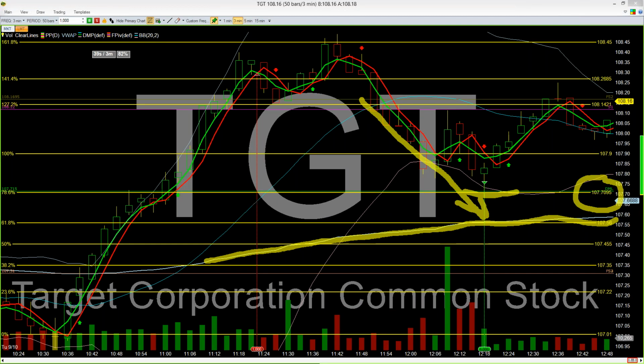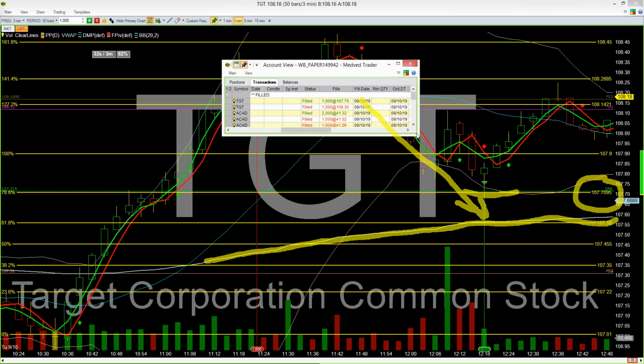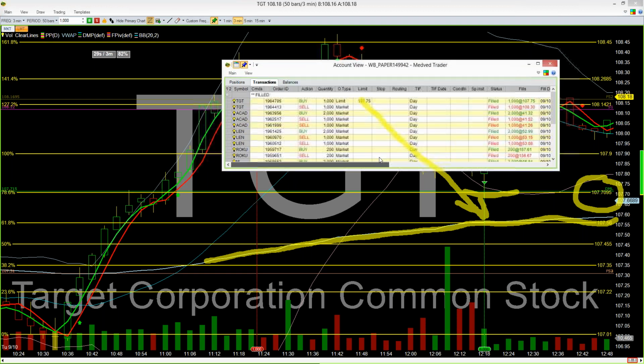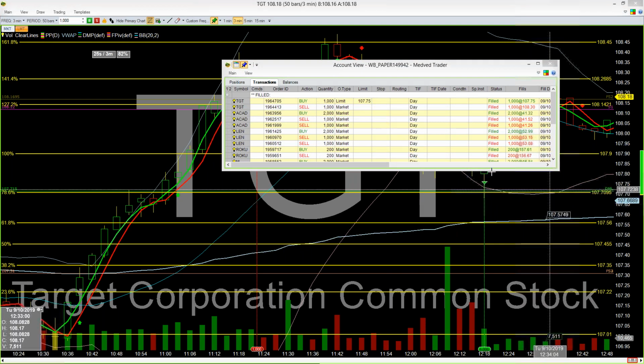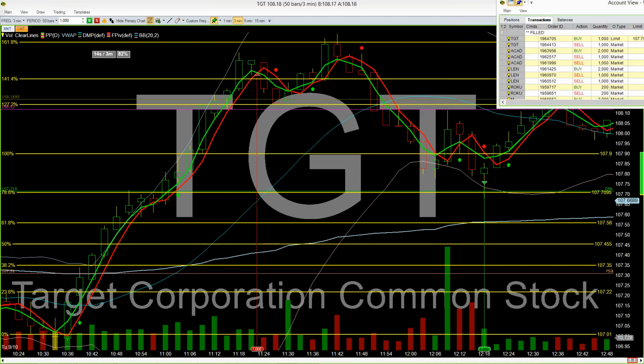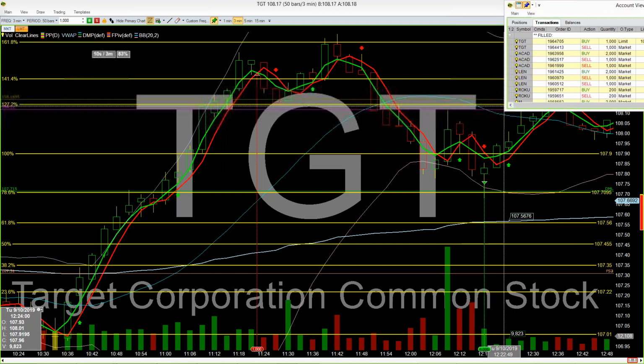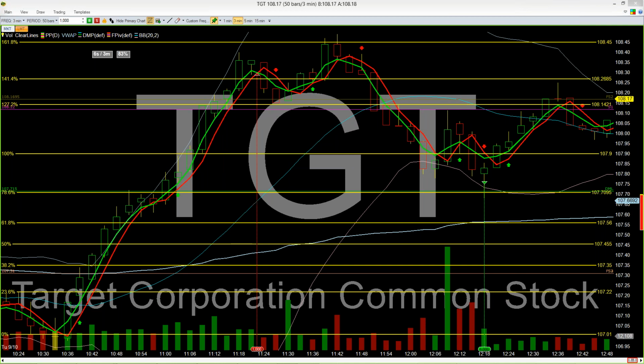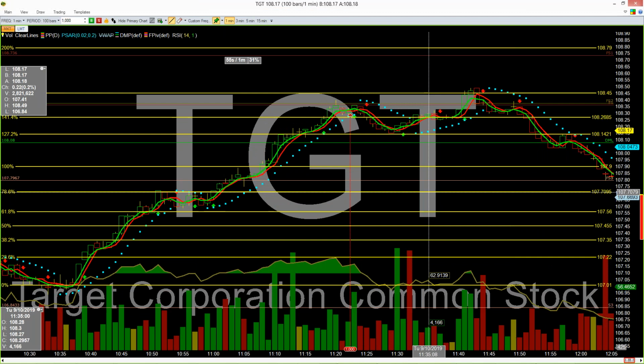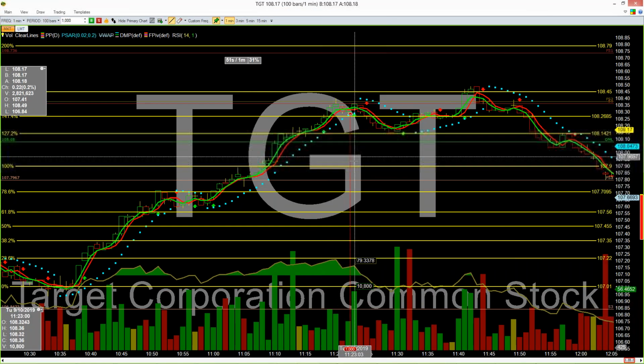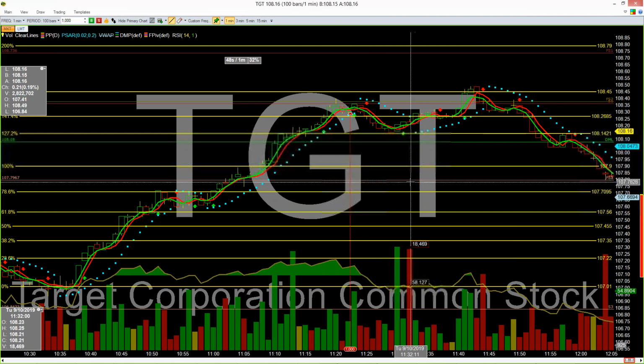You can see the target sell at 108.30, and then there was a limit order at 107.75 that hit its target. I didn't use anything else but just what I saw right here.